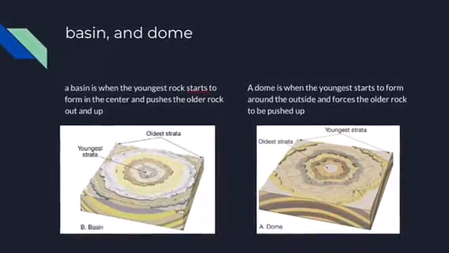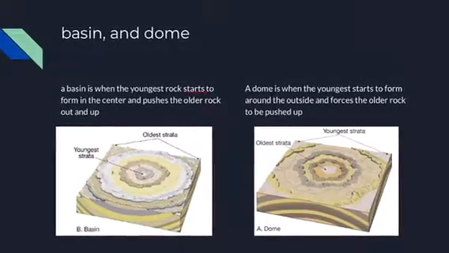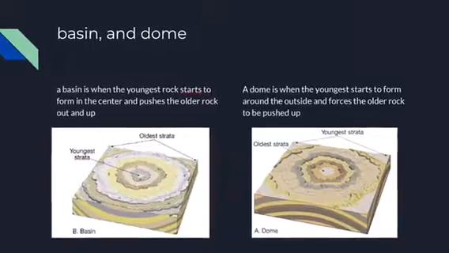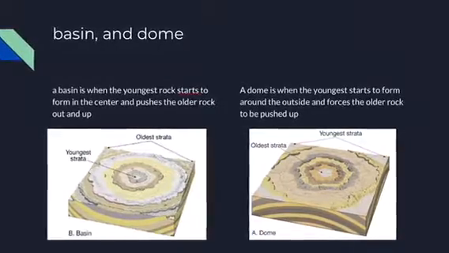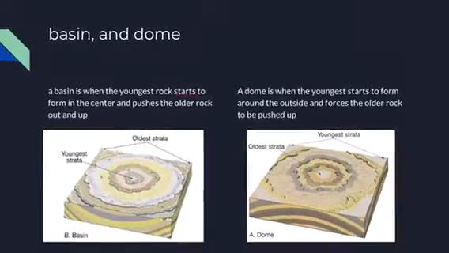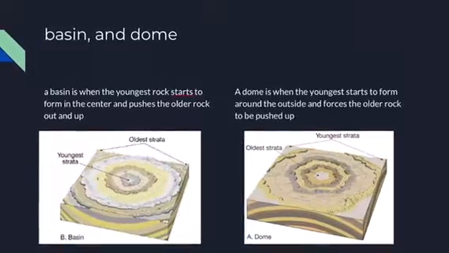Basin and dome. A basin is when the youngest rock starts to form in the center and pushes the older rock out and up. A dome is when the youngest starts to form around the outside and forces the older rock to be pushed up.